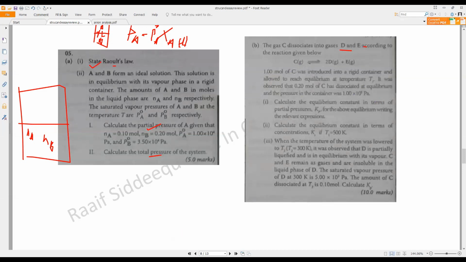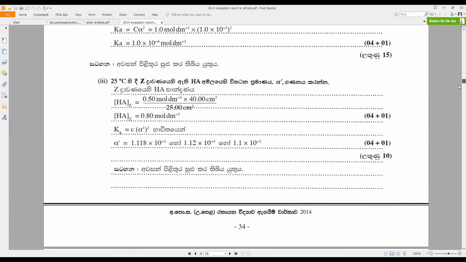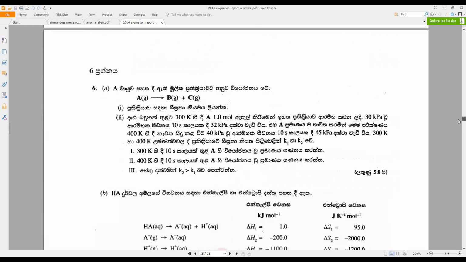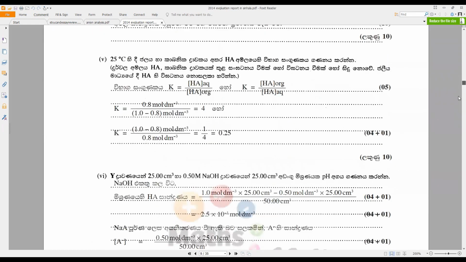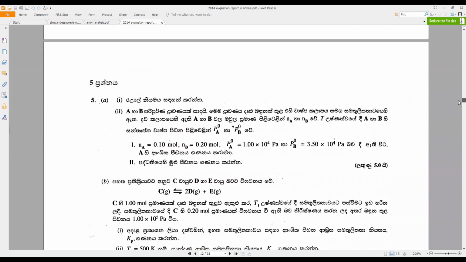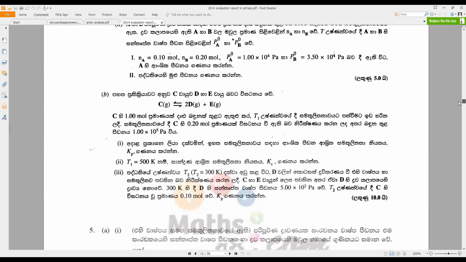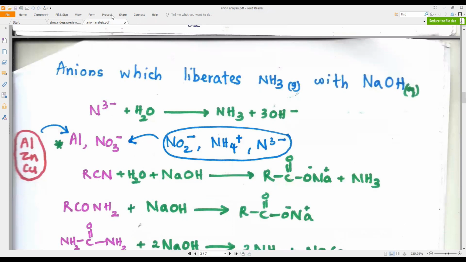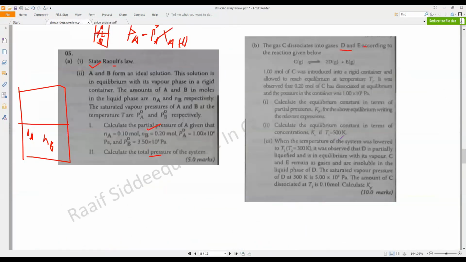Let's see. Some questions are not clear because the paper is a little bit noisy. Where was that question? Where is it? 10 to the power 5. So that's nice. This is 10 to the power 5. Okay, so you have an equilibrium.